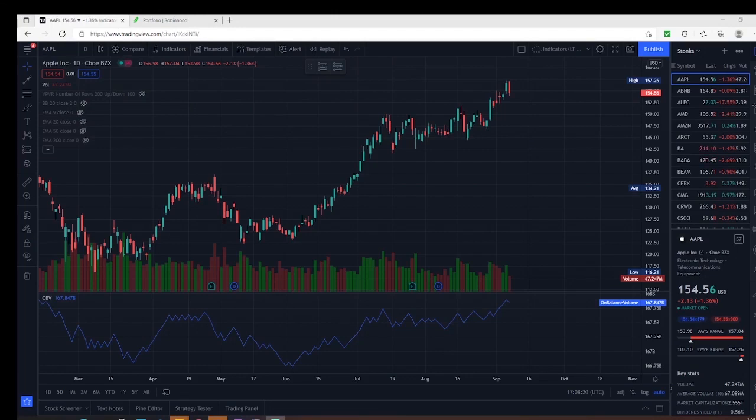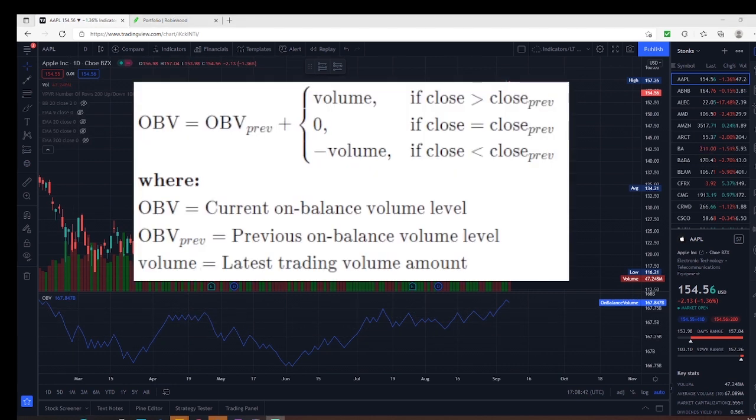Alright, so let's talk about on-balance volume, or OBV. It's the first volume-based indicator that I'm covering on this channel. It provides a running total of trading volume and is often used as a way to predict momentum and sentiment in an asset. Here is the formula for how it's calculated.